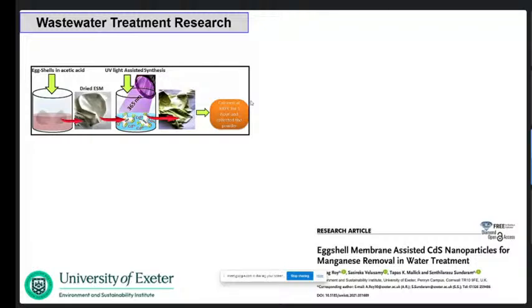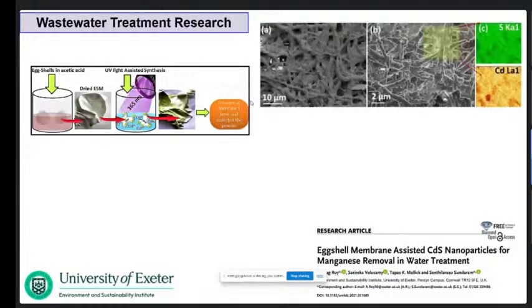As I mentioned, you can develop some catalyst that, in presence of sunlight, can degrade the overall dyes or any contaminant available in the wastewater, and you can get some clean water. Here we used some cadmium sulfide based catalyst, which has grown on the ESM. ESM is an eggshell membrane, which is available from your boiled egg or normal eggshell, which is usually a waste. This is an enzyme which helps to grow the CdS under the UV light assisted synthesis method.